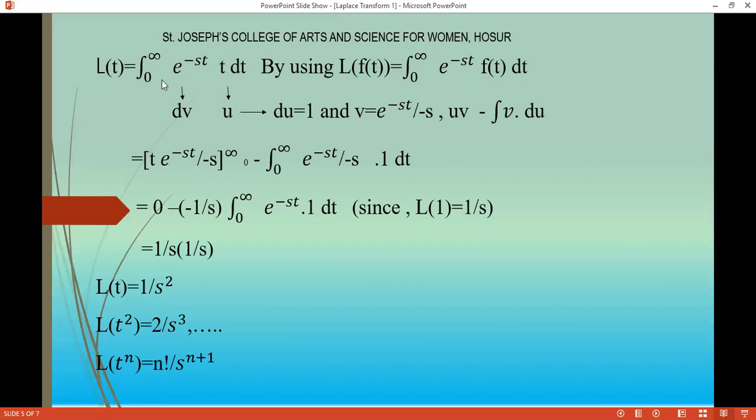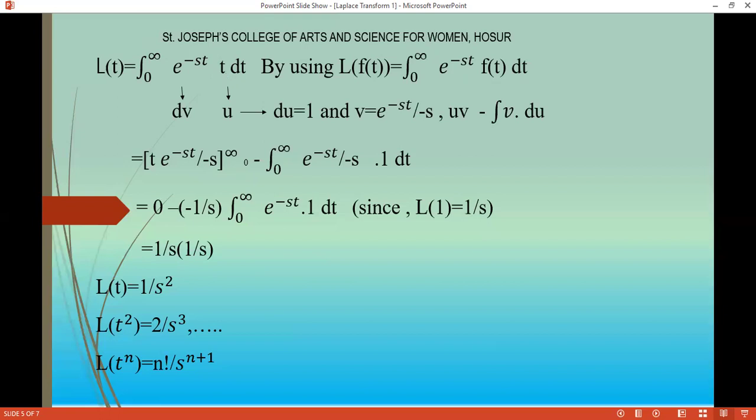Here two terms are present, so I'm going to integrate by parts. We have to choose one term as u and one term as dv. When I differentiate, the term which easily becomes 0, that term you should choose as u.